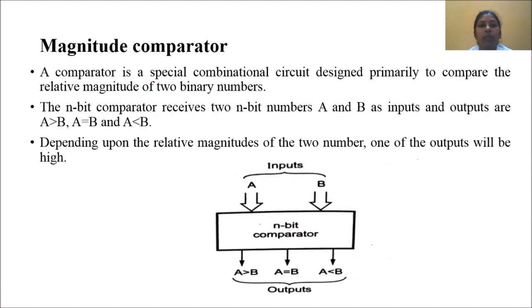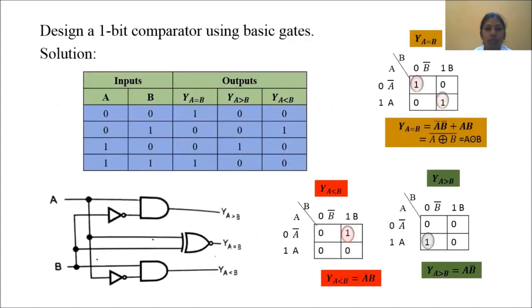The next one is a magnitude comparator. So this magnitude comparator will compare the magnitude of the bits received. So it receives two n-bit numbers A and B as inputs, and the outputs are the comparison of the inputs. The comparison involves three cases: greater than, less than, and equal to. So whichever case is true, that case will become high, and the remaining cases will become low.